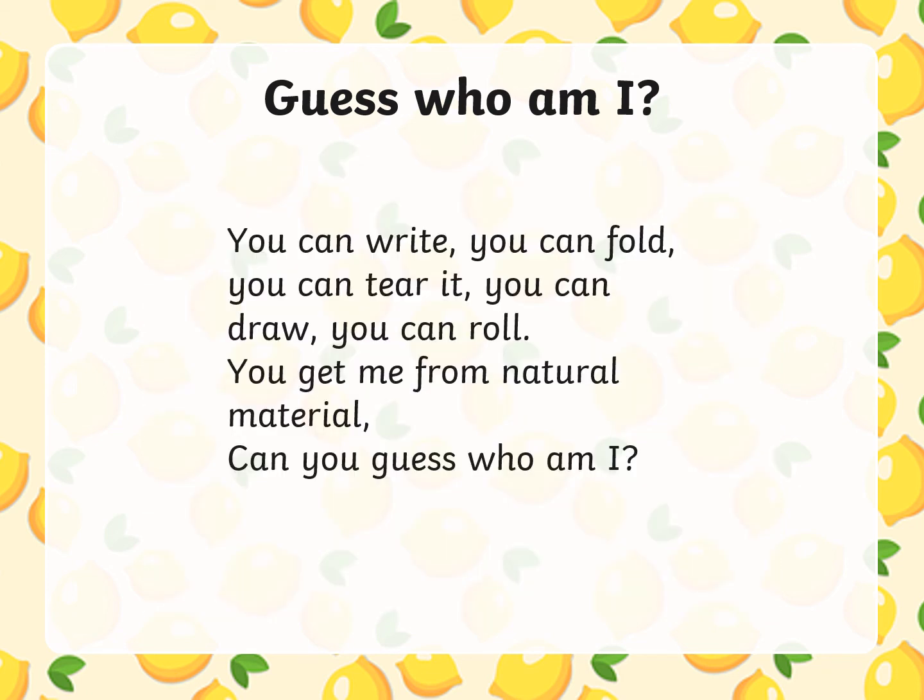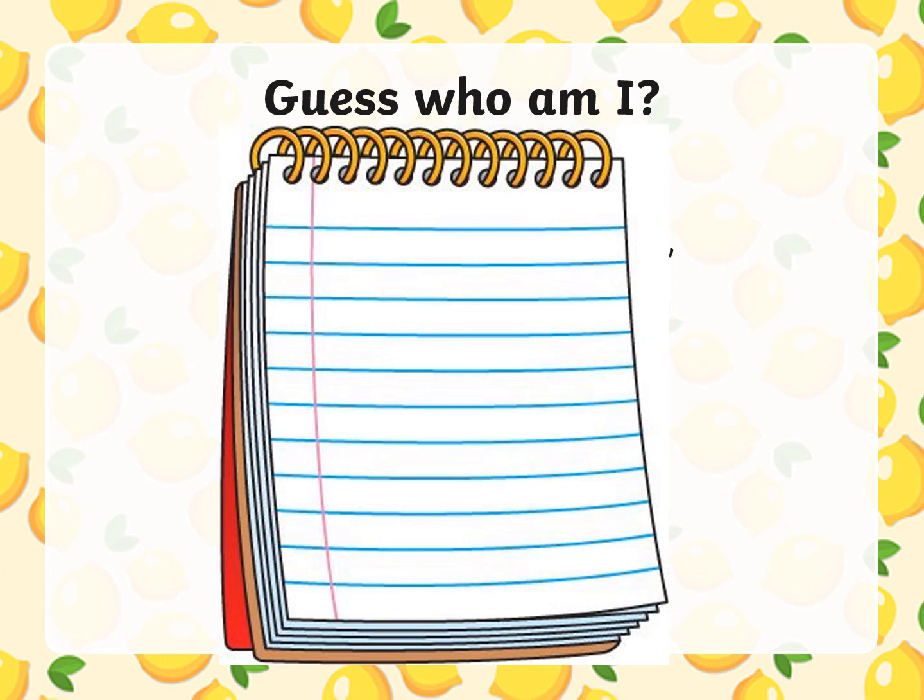Then, guess this one. Who am I? You can write, you can fold, you can tear it, you can draw, and you can roll it. You get me from natural materials. So, can you tell who am I? What do we get from nature? We can write on it, we can draw on it, we can tear it, we can roll it. Is it paper? Let's check. Yes, it is paper.